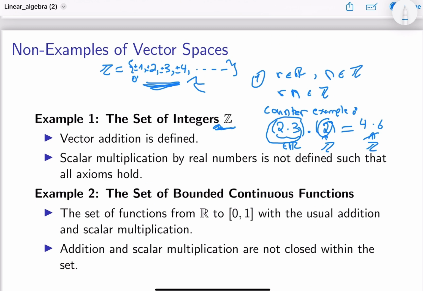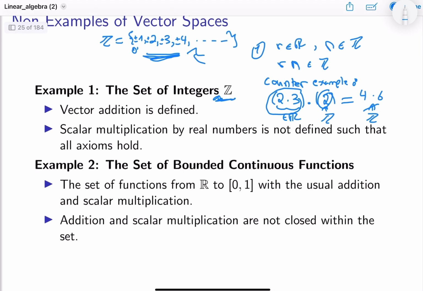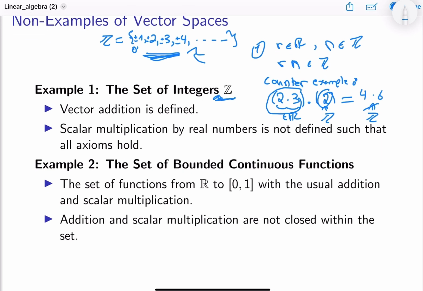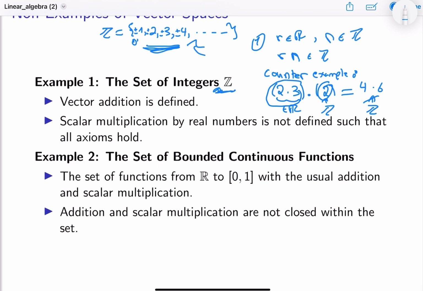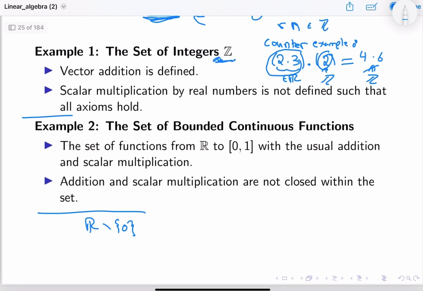I hope that this is clear. And there are more examples that we're going to go over. I'm going to leave a bit harder example for later, but let me just give you a simpler example here. The simpler example is R take away 0. I might have talked of this before. If you consider the real numbers and you omit 0 out of it, is this a vector space over R? Well, no. Why?